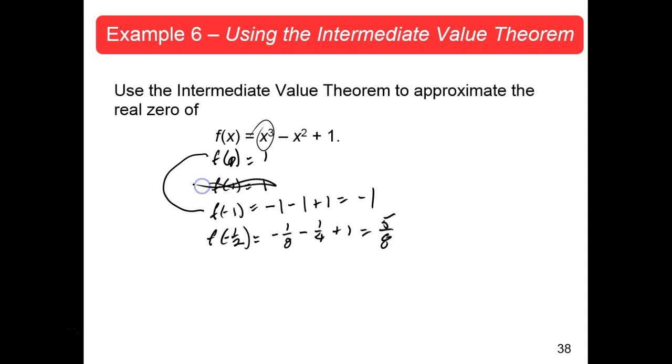So now I've got something closer to 0 than 1 was. We're throwing that one out altogether. So now let's pick something in between negative 1/2 and negative 1. At some point here, folks, I think you're going to find it a little easier to start using decimal numbers, because you can do that in a calculator really easily, right? So f of something between negative 1 and negative 1/2.